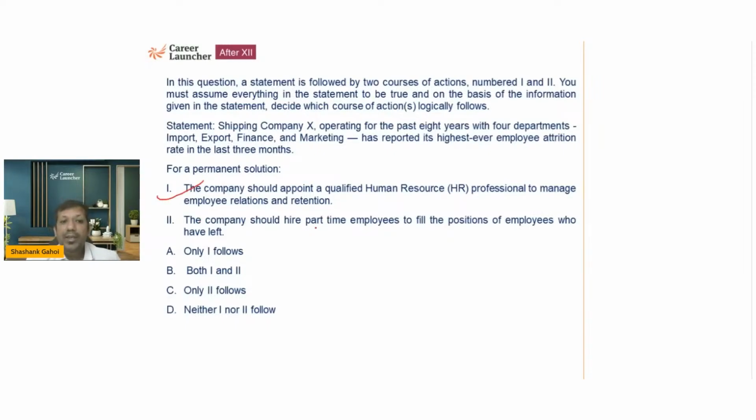The company should hire part-time employees to fill the position of employees who have left. Now, the problem with this statement: this is something that the company should do. The people who have left must be replaced. But this is not solving the attrition problem. And your original statement is talking about attrition, and this statement is not resolving that issue or even talking about that issue. So it means second will not follow. The answer is going to be only one follows, but second does not.